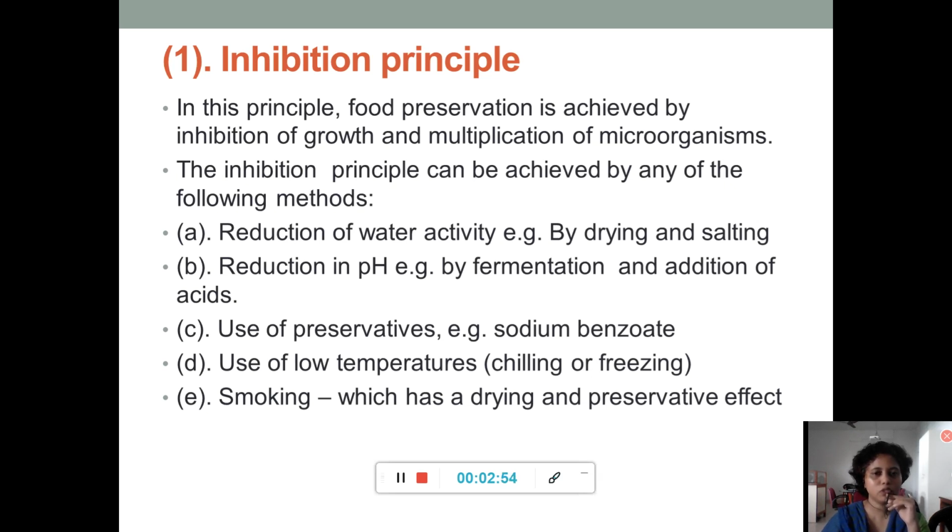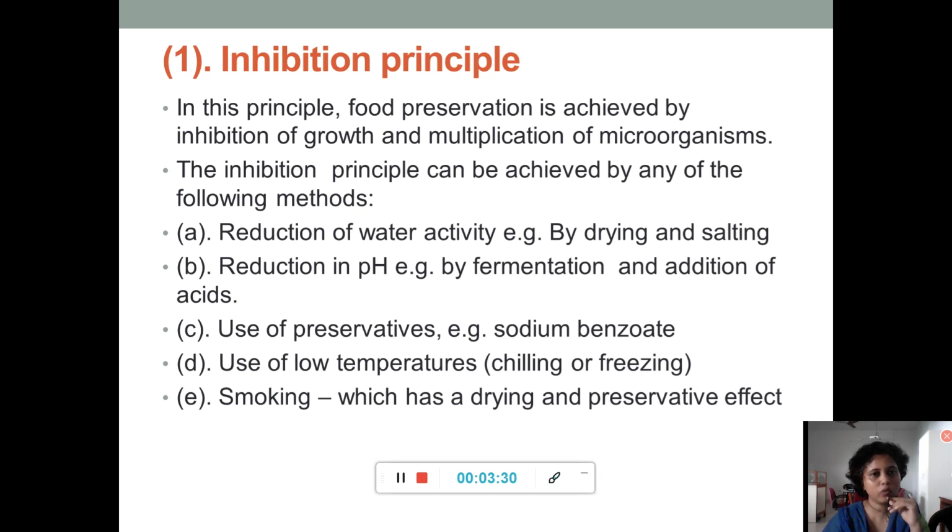The second inhibition principle is the reduction in the pH. You can change the pH of the food. Now every microbe has its own desired level of pH at which it can grow. So if you provide a pH which is inhibitory for its growth, it will not be able to multiply in the food. You can reduce the pH by a process of fermentation, so that naturally the good microbes will ferment the food and produce acids. And these acids could inhibit the growth of the pathogens.